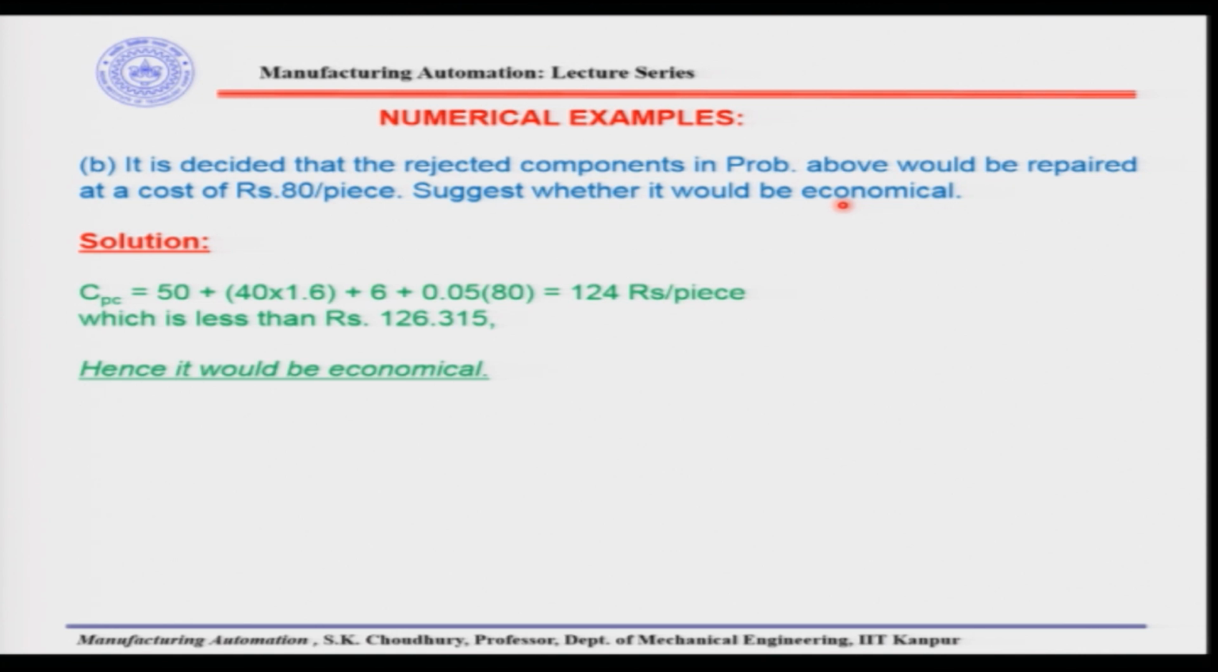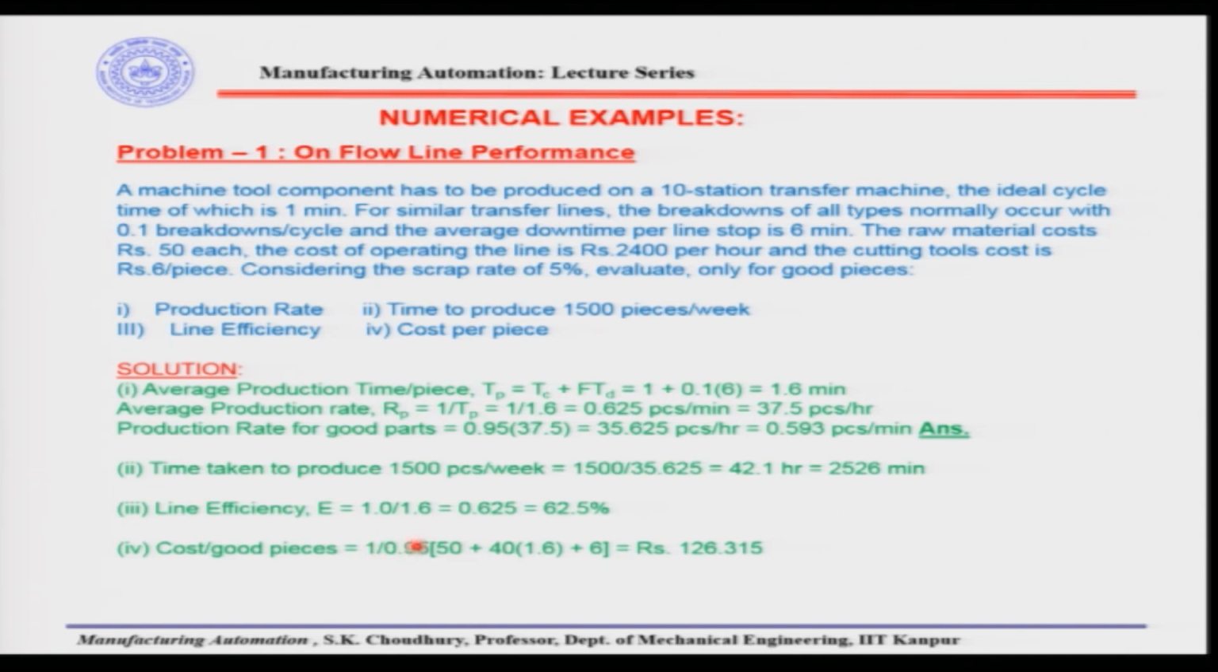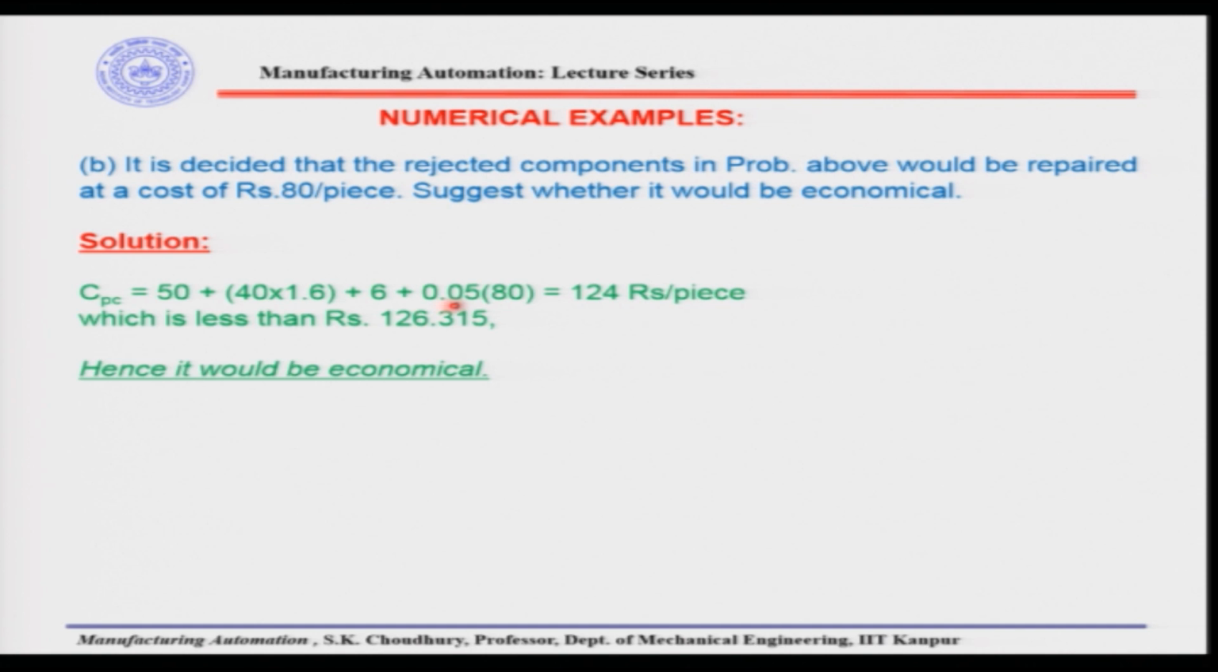Now, let us see, if we have to repair at a cost of 80 per piece, then how this problem will change. Now, this is gone, because that is the actual cost, which is the raw material, line cost, the rejection cost, the breakdown and the tooling cost. Apart from that, we have to incur a cost of rupees 80 per piece. So, that we are giving with the good pieces, therefore 0.05 has to be multiplied by the cost, and overall these are not changing. So, 50 plus 40 into 1.6, this is the TD, plus 6 is the tooling cost, plus this cost for repairing, that is rupees 80 for good parts 0.05, and that will be 124 rupees per piece.